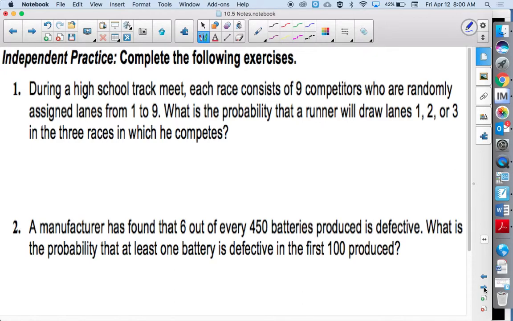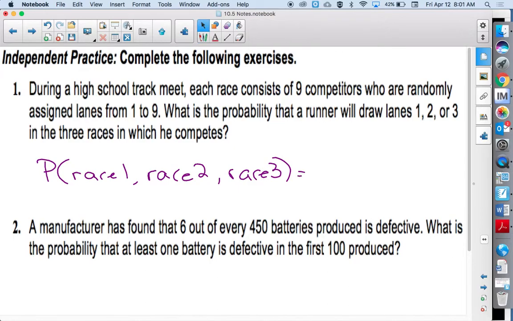So we have a track meet. Each race consists of 9 competitors who are randomly assigned lanes from 1 to 9. What's the probability that a runner will draw lanes 1, 2, or 3 in the 3 races that he competes? So we want to find the probability for race 1, race 2, and then race 3. That he would be in lanes 1, 2, or 3.